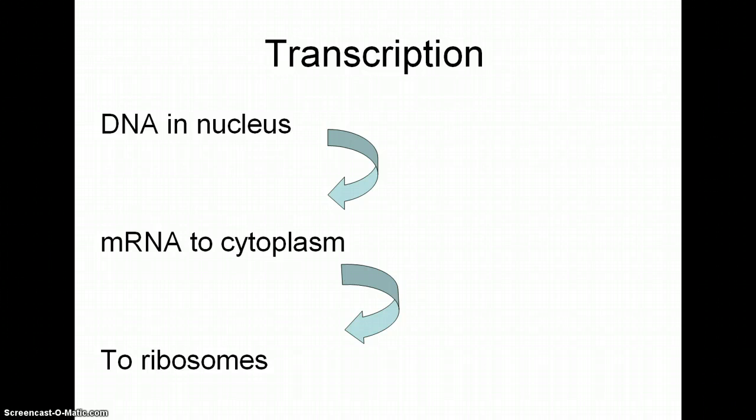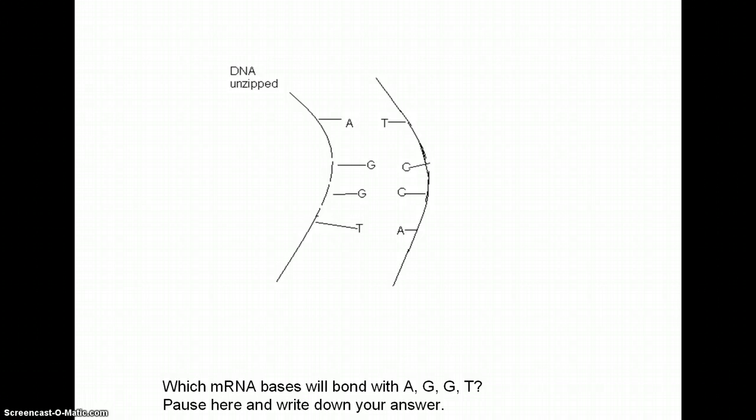So let's begin the process of transcription at the unzipped DNA back in the nucleus to make a segment of messenger RNA. If the DNA sequence is A, G, G, T, which messenger RNA bases will bond with each DNA base? Pause this lesson here and write down the bases that complement DNA's A, G, G, T.